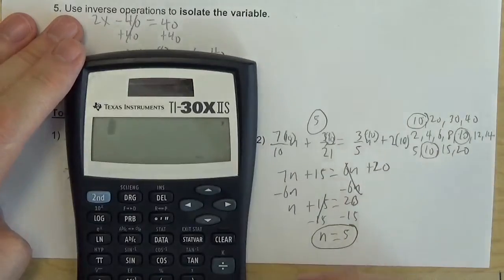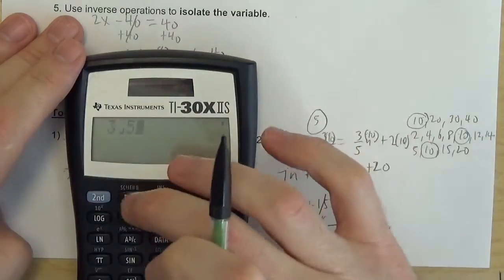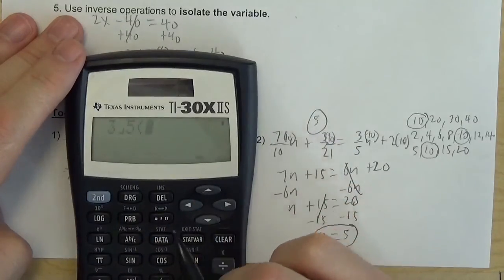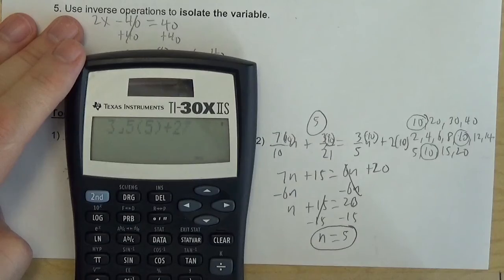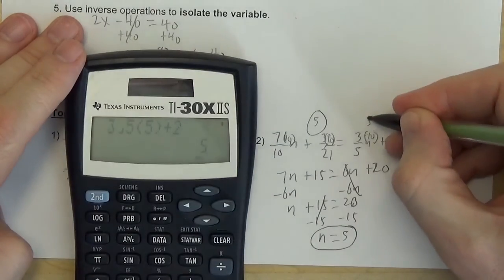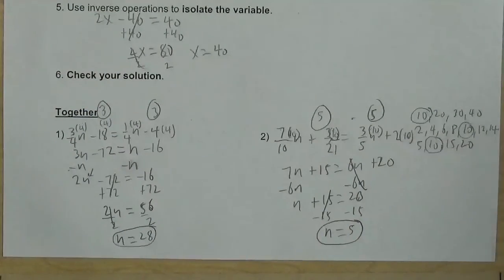Let's check this side here. We got 3/5 n. So in n we have 5. So parentheses 5 plus 2 is all that we have over there. And that also equals 5. All right, so very good. Both sides equal 5. We plugged in n there.